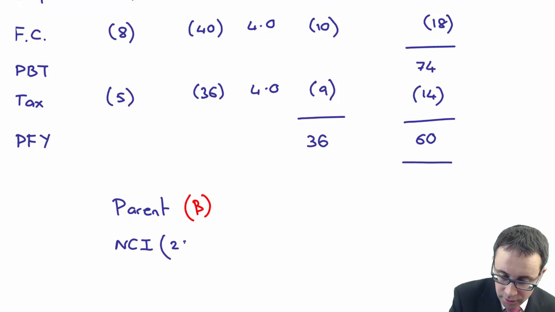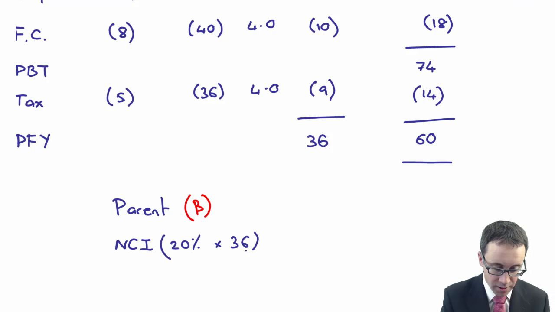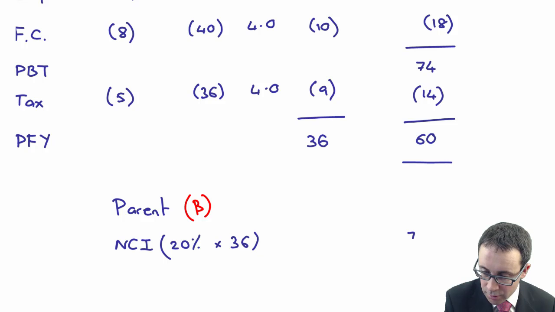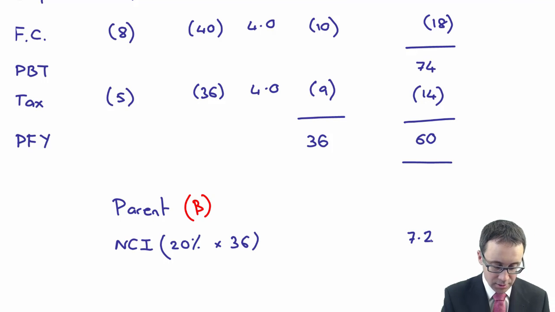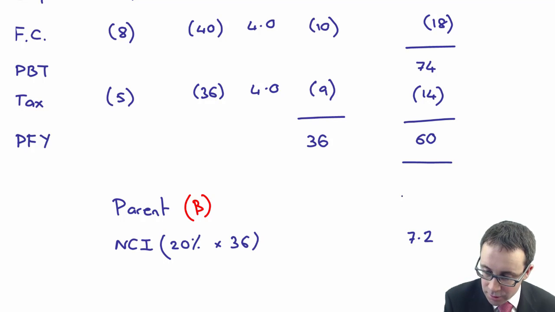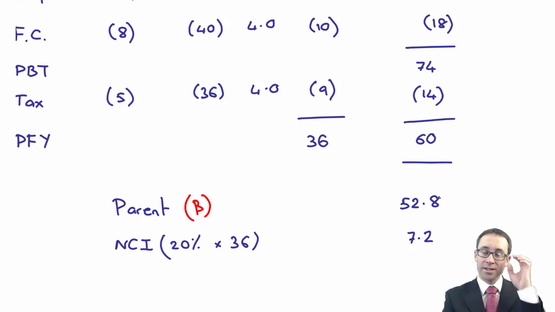The non-controlling interest owns 20%. So 20% of 36 is that 7.2. 60 less the 7.2 is it as 52.8, isn't it? The amount attributable to the parent is there as a balancing figure.